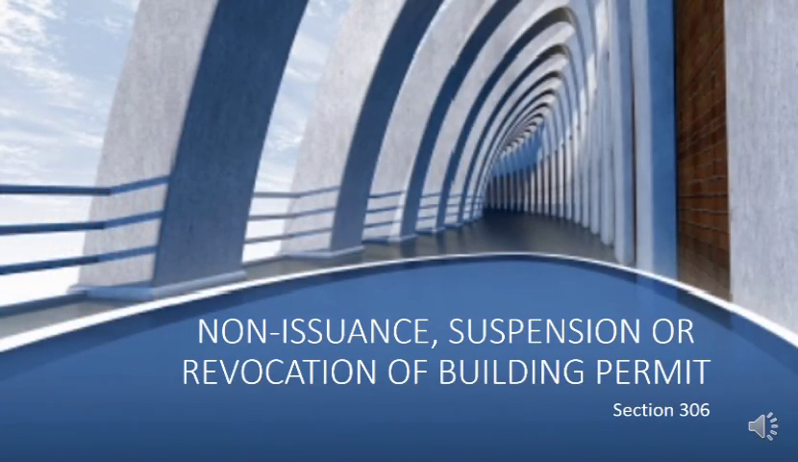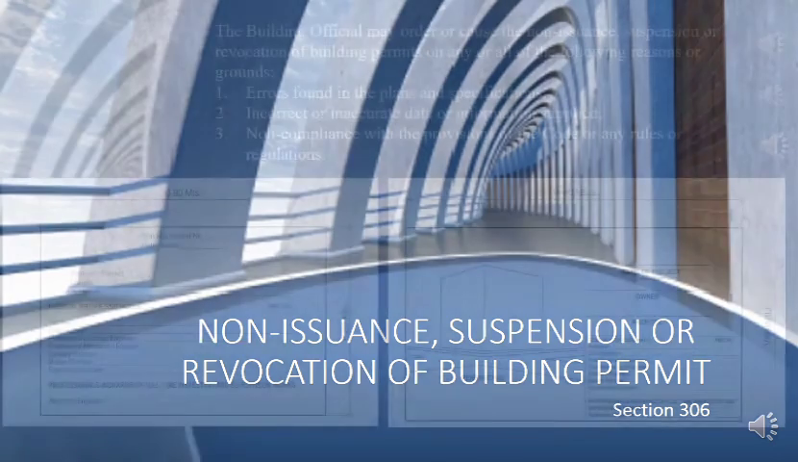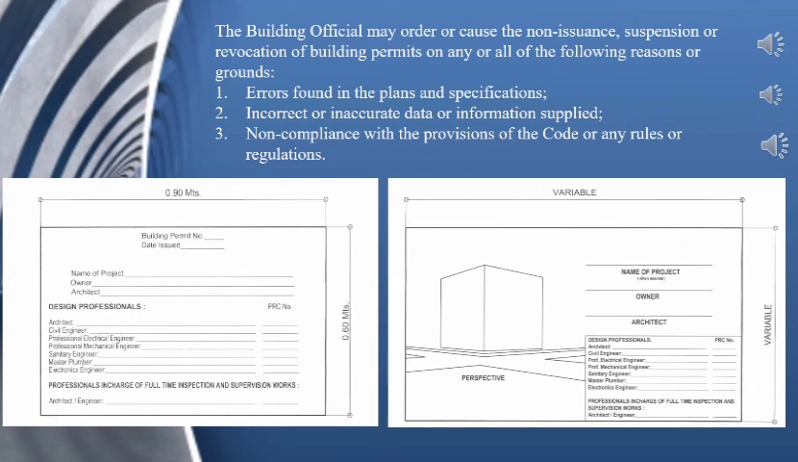Section 306. Non-issuance, suspension or revocation of building permits. The building official may order or cause the non-issuance, suspension or revocation of building permits on any or all of the following reasons or grounds. 1. Errors found in the plans and the specifications. 2. Incorrect or inaccurate data or information supplied. 3. Non-compliance with the provisions of the code or any rules or regulations. Notice of non-issuance, suspension, or revocation of building permits shall always be made in writing, stating the reasons or grounds thereof.